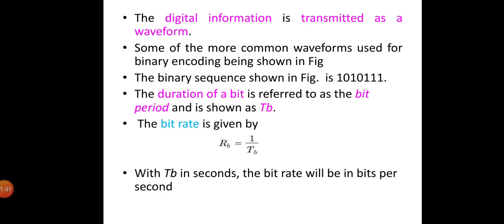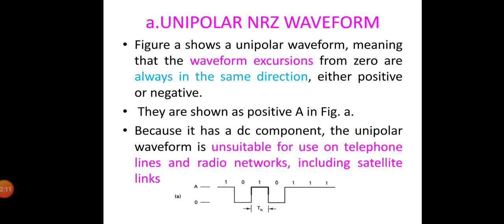In digital terminology, a binary symbol is known as a binit, or binary digit. The information carried by a binit is in most practical situations equal to the unit of information known as a bit. Thus, it has become common practice to refer to binary symbols as bits rather than binits, and this practice will be followed here. The digital information is transmitted as a waveform, and some of the waveforms used for binary encoding are shown in this diagram. Let us discuss them one by one.